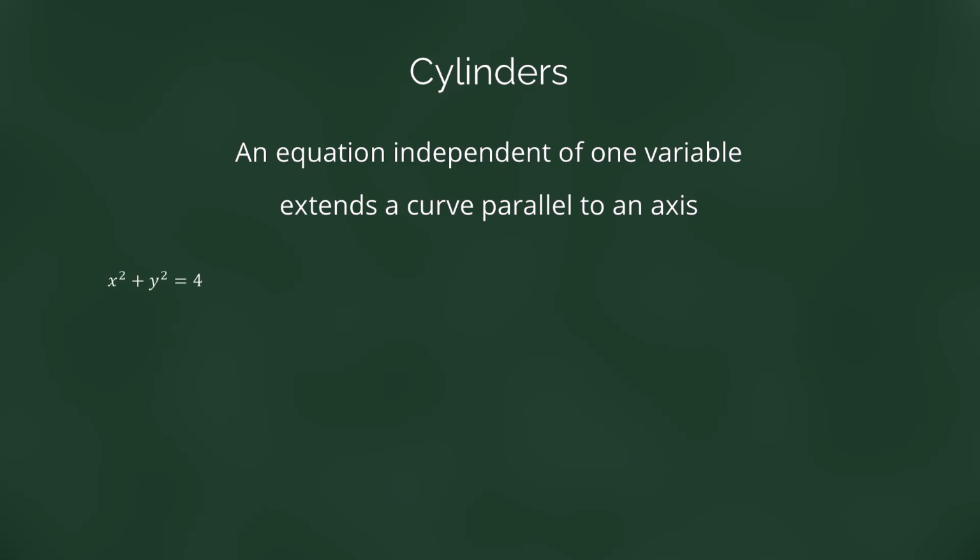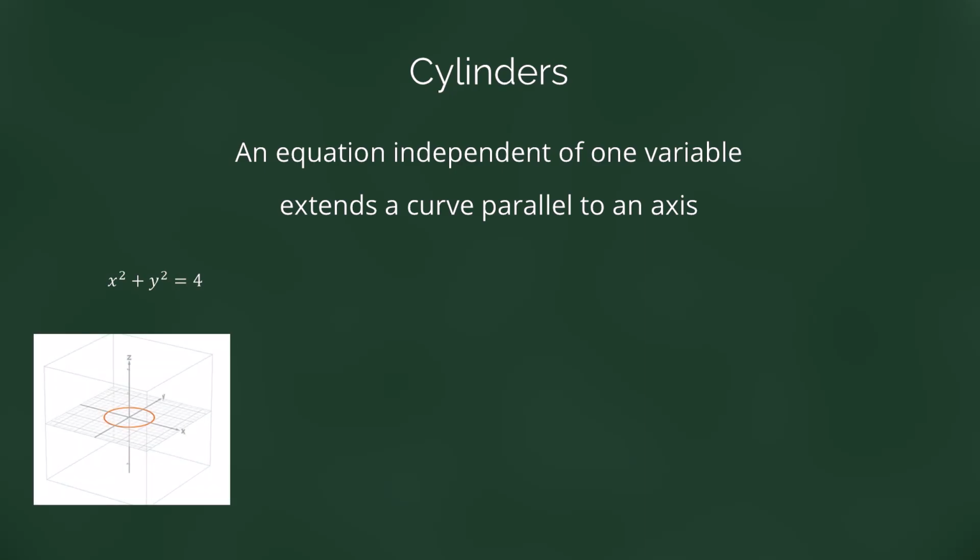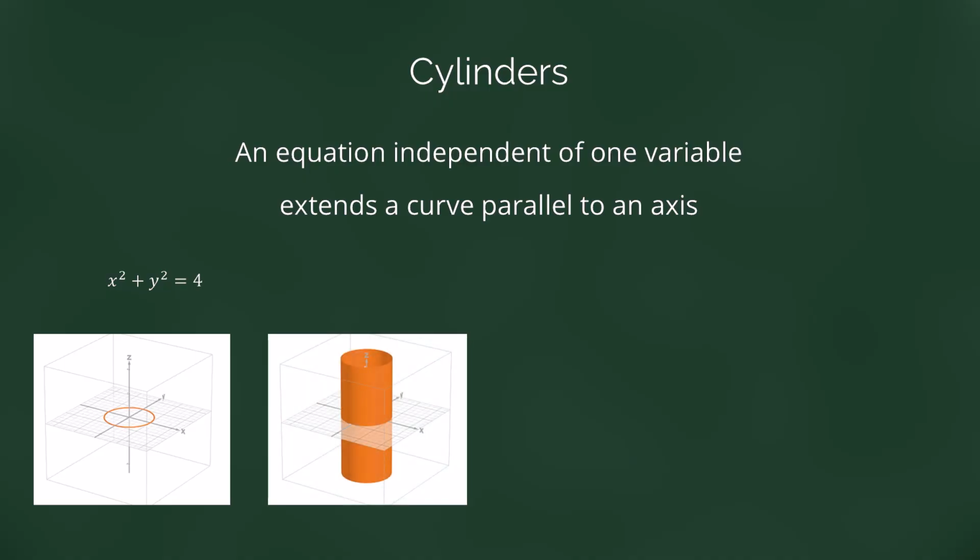three-dimensional space. For example, if we think about the equation x squared plus y squared equals 4, we know in two-dimensional space this defines a circle of radius 2 in the xy plane. Because our equation doesn't contain z, that means that z can take on any value. So in three-dimensional space, the equation x squared plus y squared equals 4 defines the surface that is composed of all of the circles of radius 2 centered around the z-axis. This makes the shape that we typically think of as a cylinder.